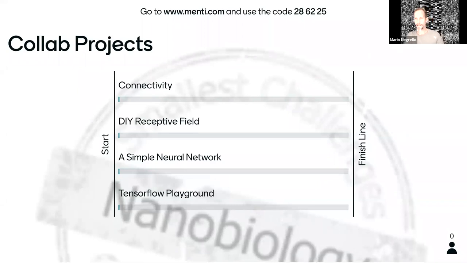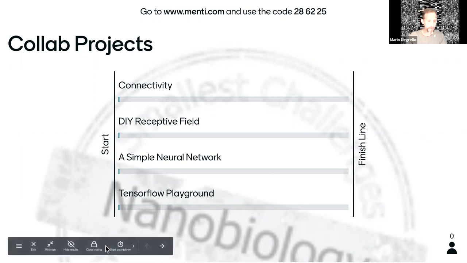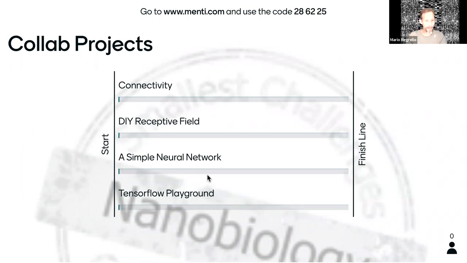So here we start by seeing how much of the projects you've actually done. So just simply whether you went through all of these four projects, because they will help me understand how much you've done offline and at what level we should talk about them. Then I'm going to have a couple of questions about receptive fields and so forth. But I hope you can see this. And if you can, you're also welcome to raise your hand if you have to, or add things in the chat. And please go to menti.com and use the code 286225 to tell me your level of completion of the different projects.